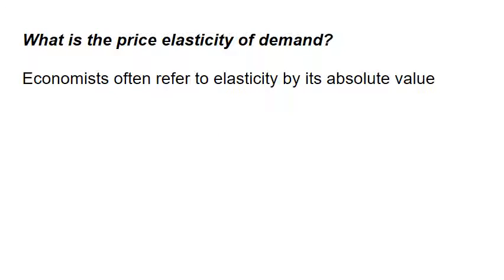Since elasticity is a negative number, and talking about positive numbers is easier than talking about negative numbers, economists often refer to elasticity by its absolute value. That is, rather than saying the elasticity is -2, they say the elasticity is 2. The book and the remainder of the notes follow this convention and talk about the absolute values of elasticities.